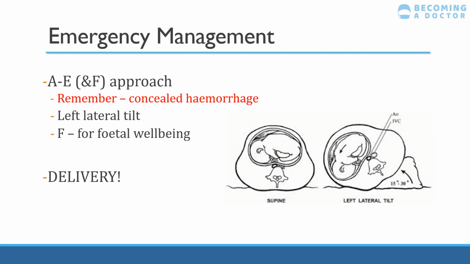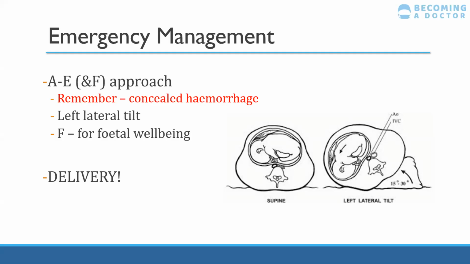In these situations, it's always maternal well-being which takes priority. However, ideally, you also want to assess fetal well-being, and you need to be thinking about whether you need to get the baby out, both for maternal and fetal well-being. So at the bottom there, just put delivery. In most cases, if you require this ABC approach and resuscitation, then you're going to want to deliver the baby.